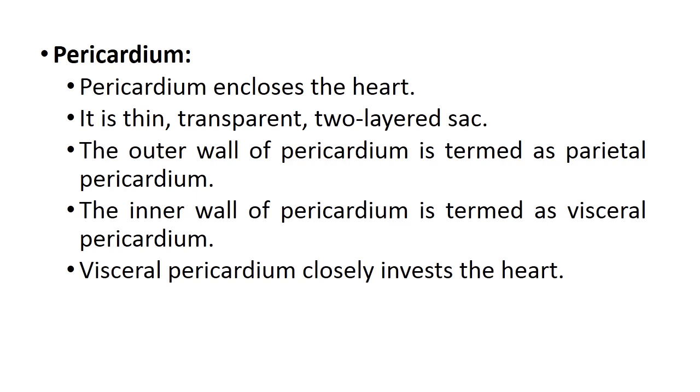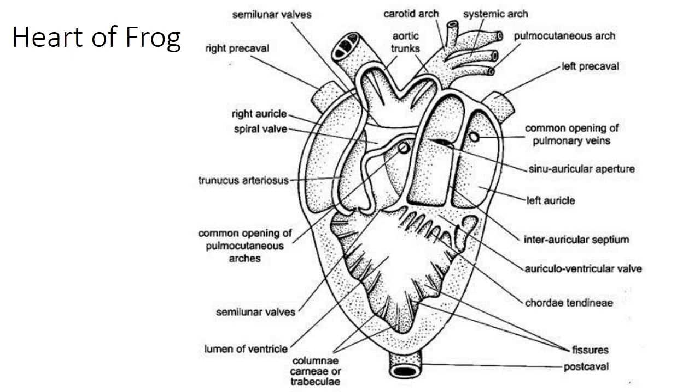It is thin, transparent, and a two-layered sac. The outer wall of pericardium is termed parietal pericardium, while the inner wall is termed visceral pericardium. Visceral pericardium closely invests the heart, and the pericardium acts as a shock absorber. So this is the structure of frog's heart.